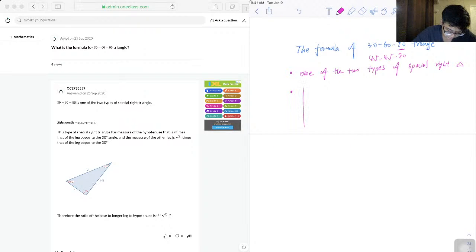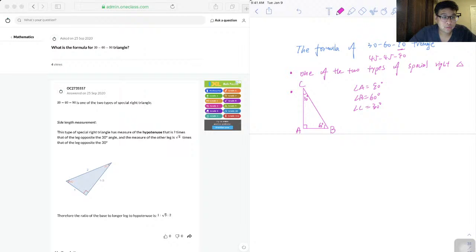So it is a right triangle, and I'll just call the vertices A, B, and C. So A is equal to 90 degrees, B is equal to 60, and C is equal to 30.